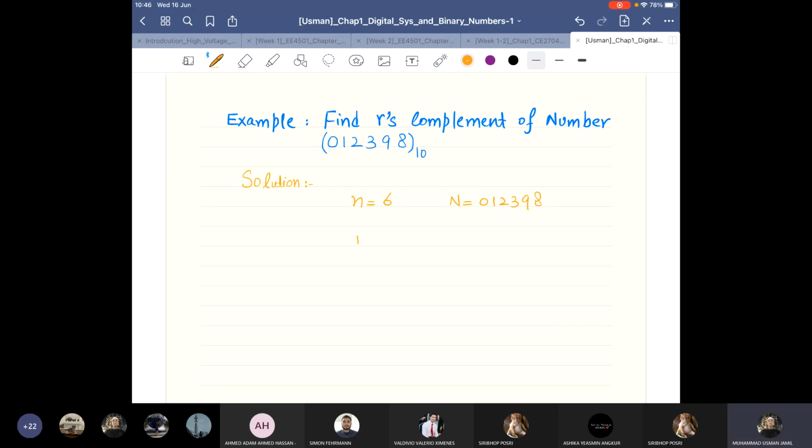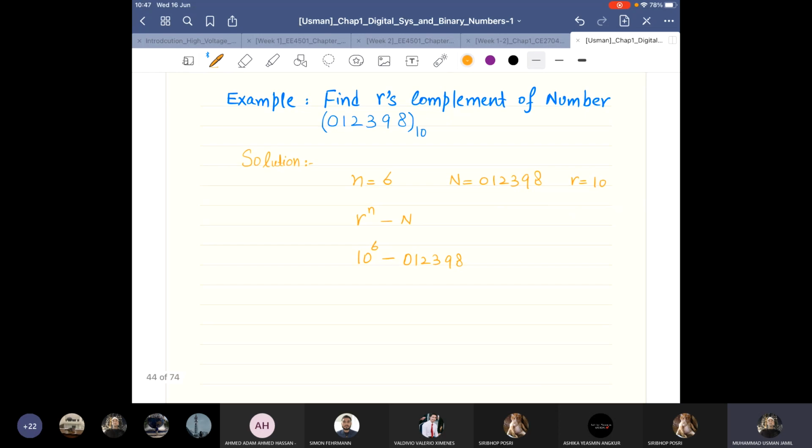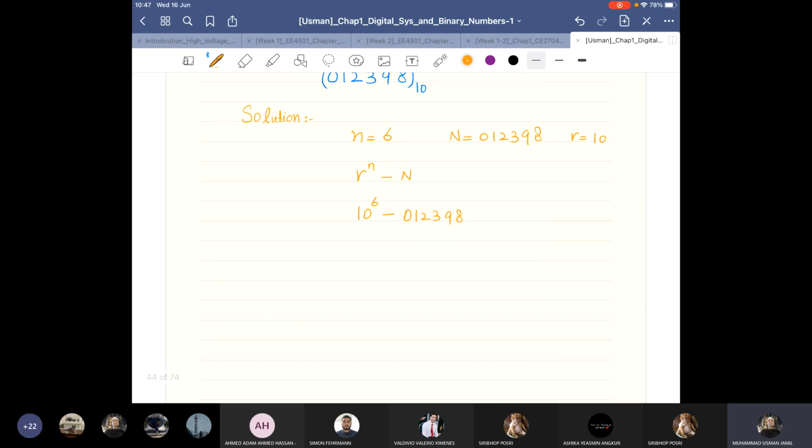That is now R^n minus N, right? R is our base, so here R is 10. Now 10 to the power, how much do we have now? N is 6, minus N, which is 893210 (8, 9, 3, 2, 1, 0). And 10 raised to the power 6 means 1 followed by zeros.